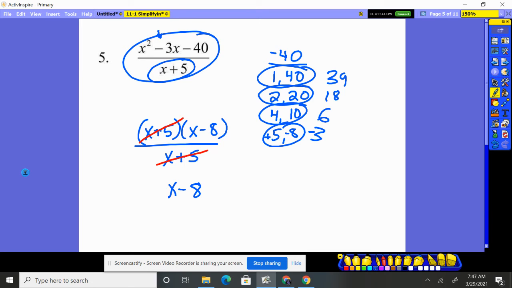There's your answer. Now, since this x plus 5 crossed out, we do need to make a statement saying what x can't be. What plus 5 would create a 0? That'd be if x was negative 5. That would create a 0, and that's a problem. So we do need to make that statement.